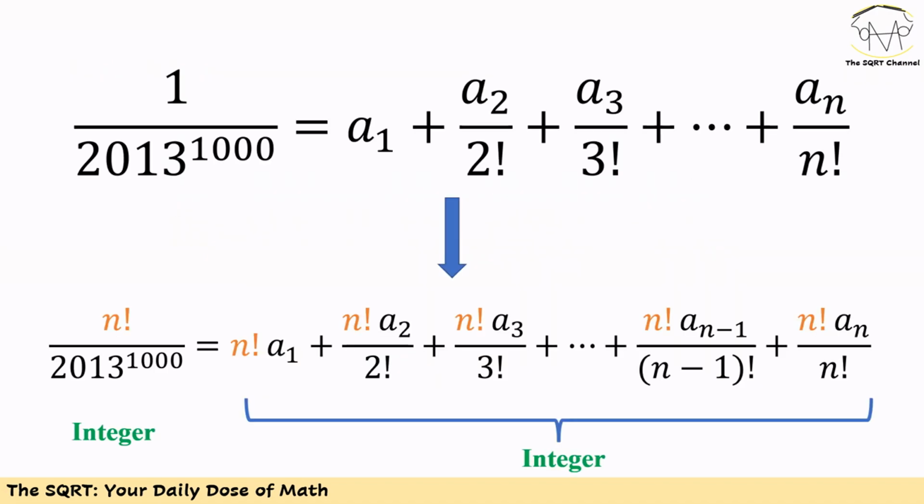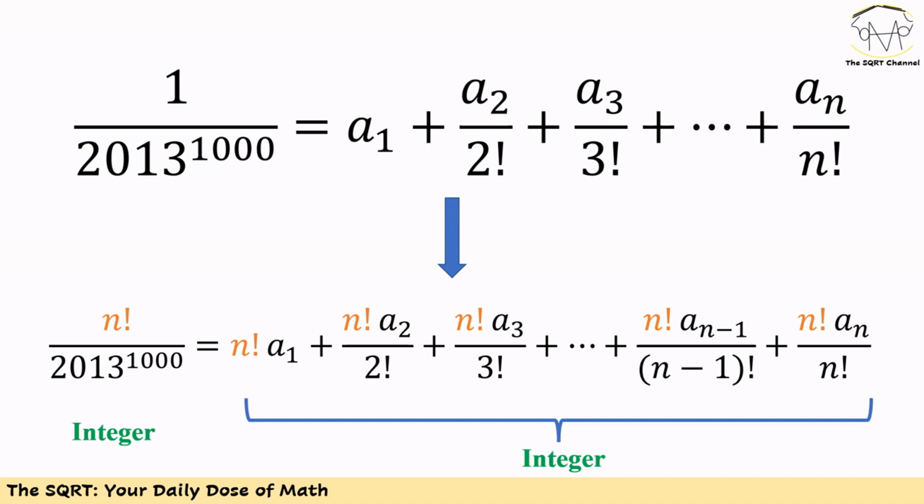Based on this, we are going to simplify the equation. First, let's multiply both sides of this equation by n factorial. If we do so, then on the right hand side, we are going to have n factorial times a1 plus n factorial times a2 over 2 factorial up to n factorial times an over n factorial. On the other hand, on the left hand side, we have n factorial over 2013 to the power of 1000.